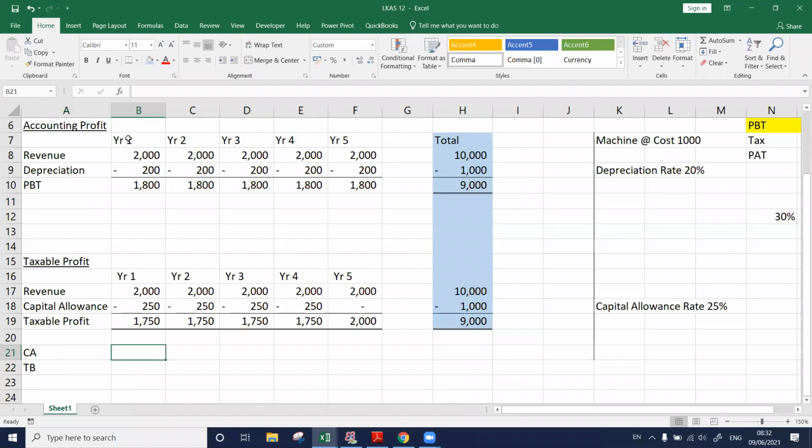At the end of year 1, what is the carrying amount? We originally had a machine at a cost of 1,000. In the year 1, we have depreciated 200. Our depreciation expense was 200. Then what is the carrying amount here at the end of year 1?